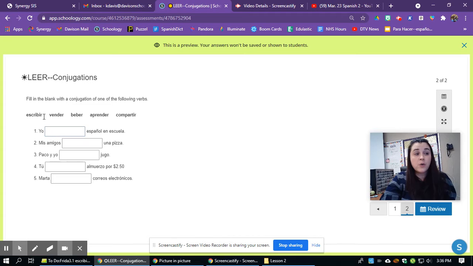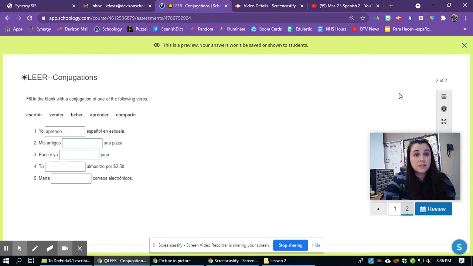And then secondly, you're going to choose which of these 5 verbs best fills in the blank and conjugate them. And notice they're all ER or IR verbs for this particular activity. So which one makes sense to go before español, to learn Spanish? So we're going to use aprender and conjugate it for yo: aprendo. So decide which verb needs to go in here and then conjugate it for that subject.